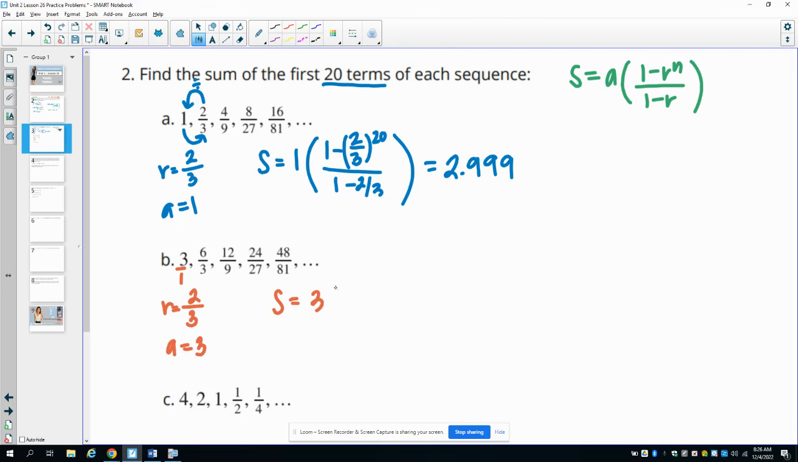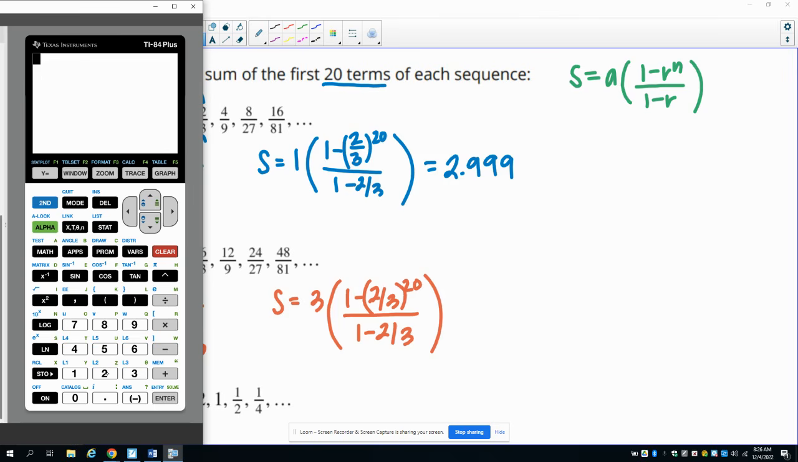So we're going to get 3 times this whole thing, 1 minus 2/3, again to the 20th, because we're doing 20 terms, over 1 minus 2/3. So then we'll go and type that into our calculator. I'm just going to do it all in one step. So I'm going to put 2 parentheses here. So 3 times 1 minus, and then a parenthesis around the 2/3 so I can bring it to the 20th power. Then close that top parenthesis, divided by a parenthesis around the bottom, 1 minus 2/3. And then I'll close off both parentheses and hit enter, and we get 8.997.